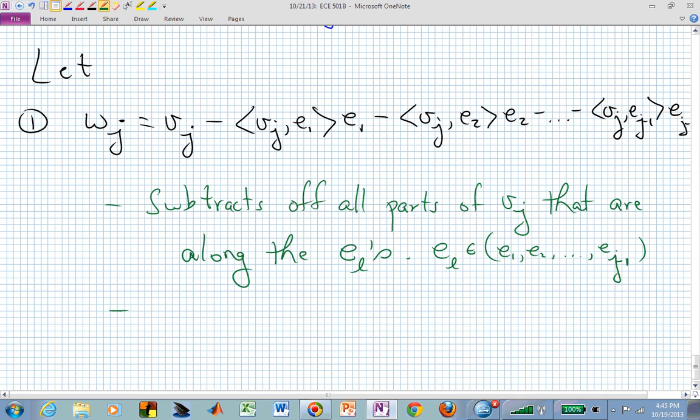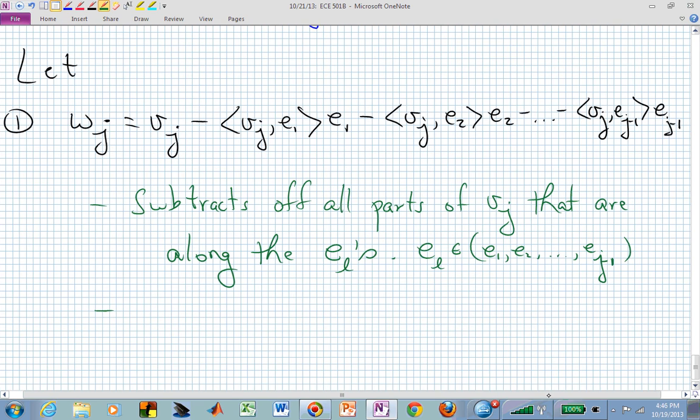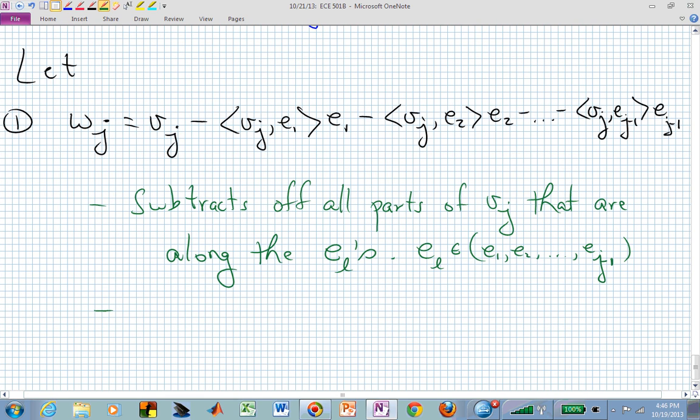Now, remember that V sub j is linearly independent from V1, V2, up through V sub j minus 1. So even though we're subtracting off what seems to be a lot of information from V sub j, we still have a little bit left because V sub j is linearly independent of all these other vectors in the orthonormal basis list, E1, E2, E sub j minus 1, that precede V sub j.